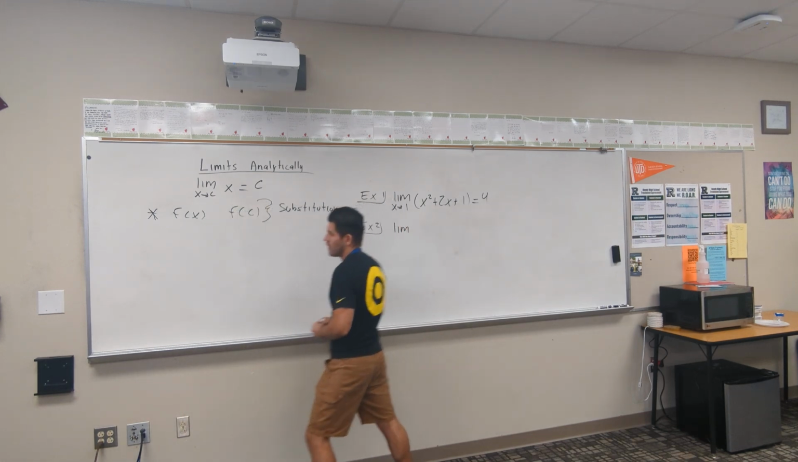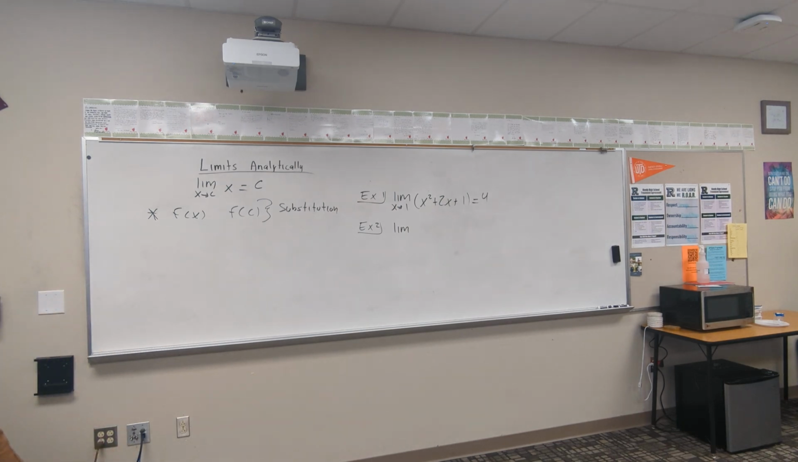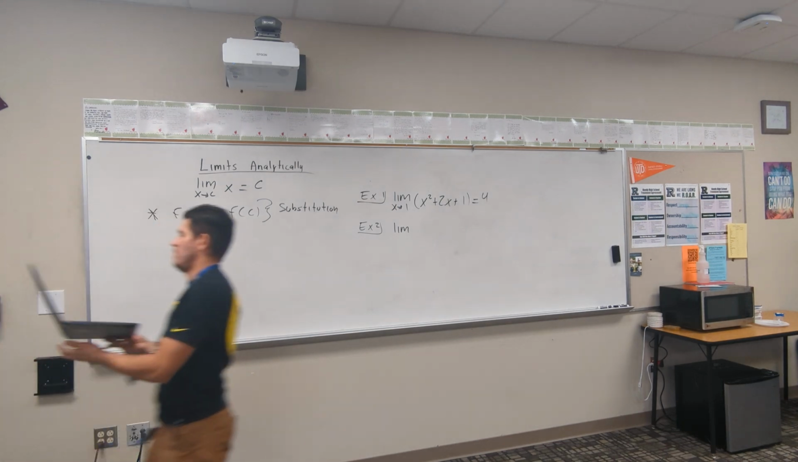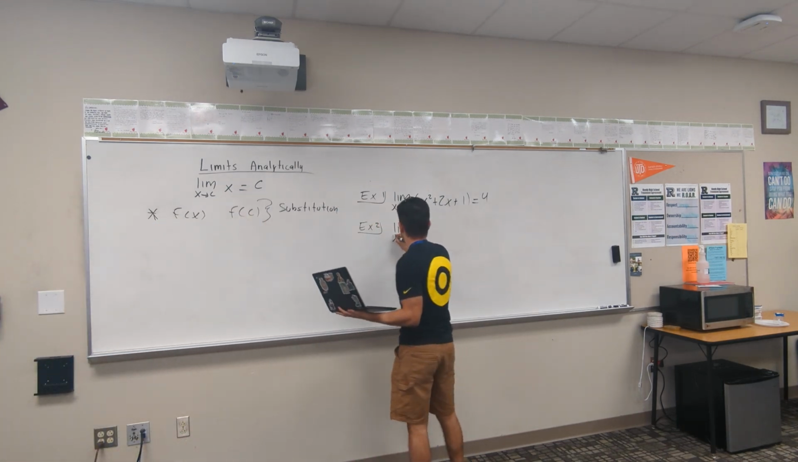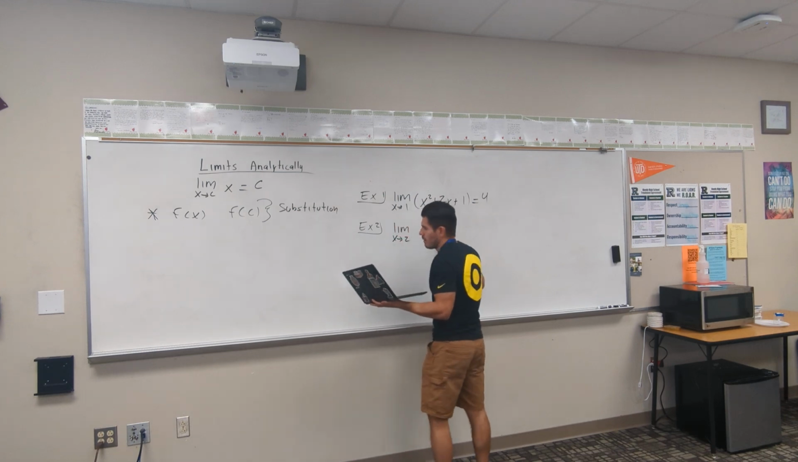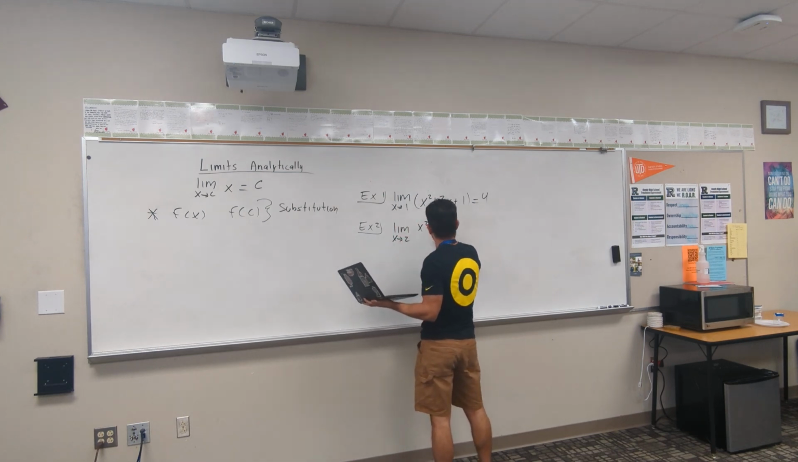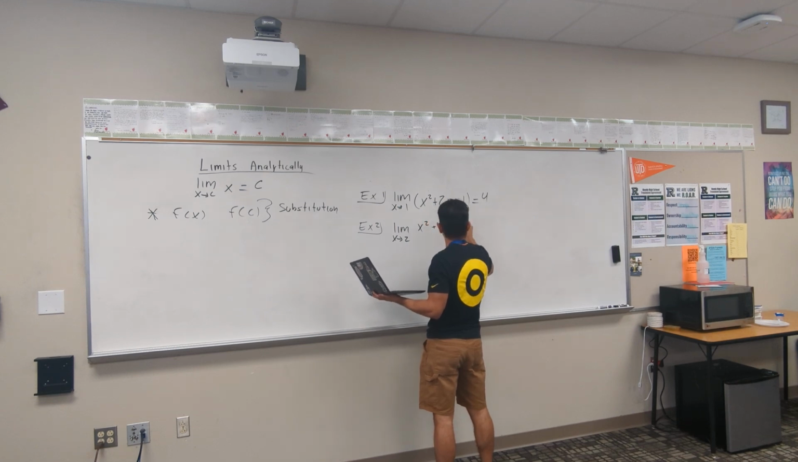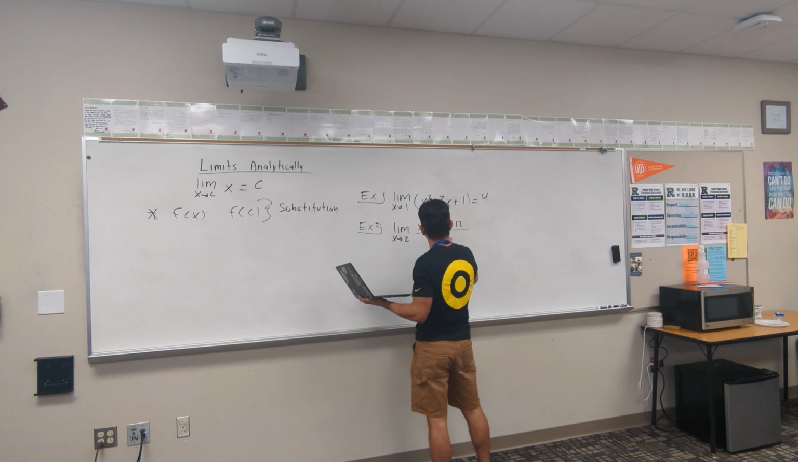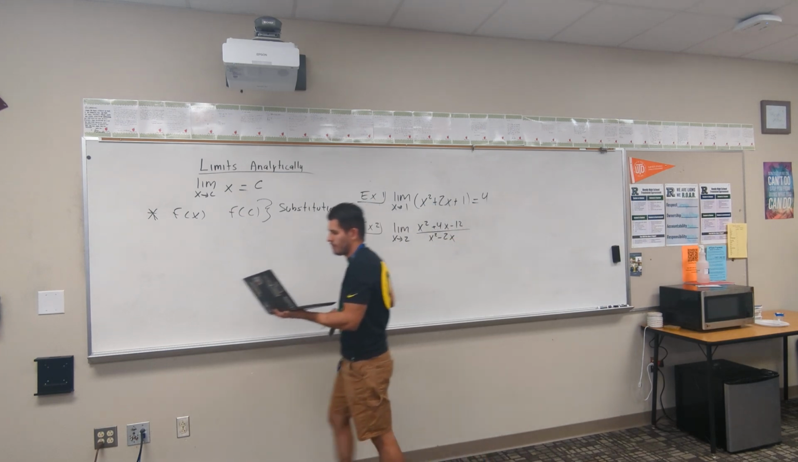Let's take the limit as x approaches 2 of x squared plus 4x minus 12 over x squared minus 2x.